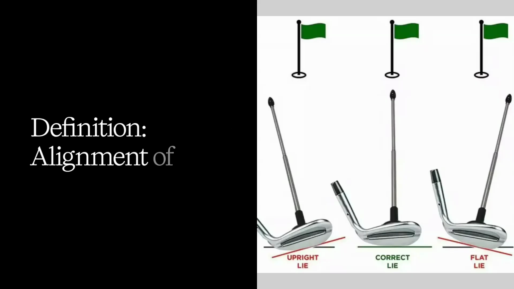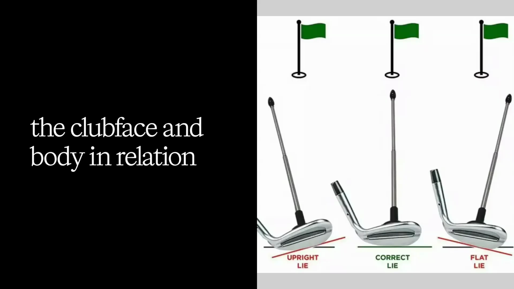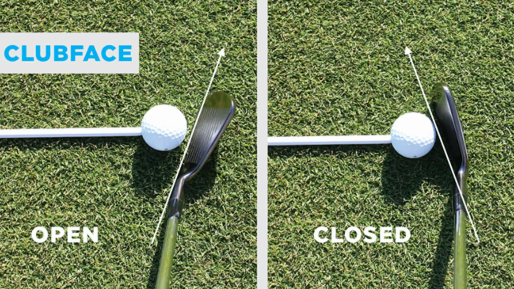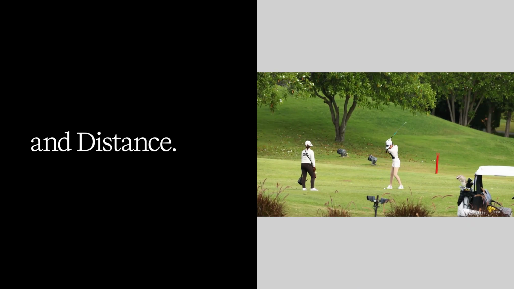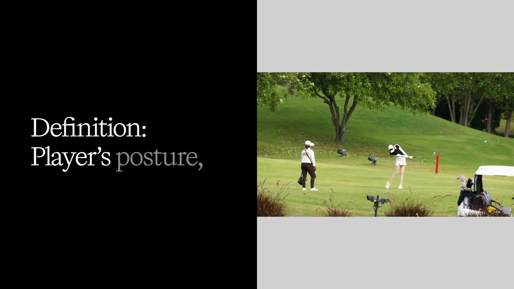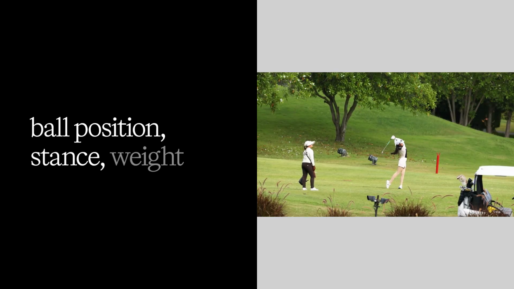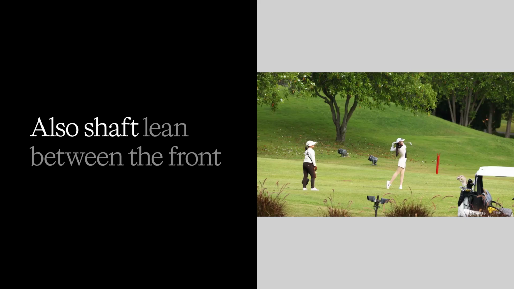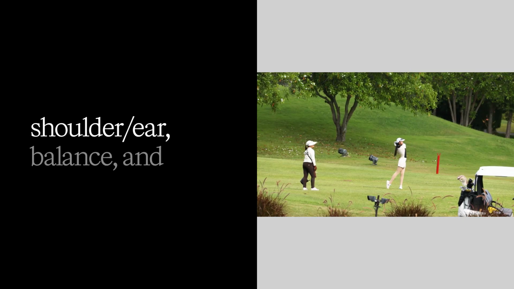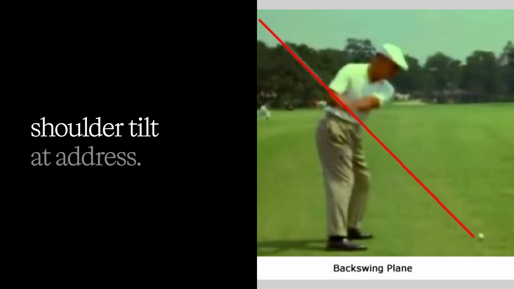Number 2. Aim. Primary influence, direction. Definition. Alignment of the club face and body in relation to the target. Visualize the shot target. Let your mind's eye get the full information needed before executing the shot. Number 3. Setup. Primary influence, direction and distance. Definition. Player's posture, ball position, stance, weight distribution, and muscular readiness. Also, shaft lean between the front shoulder, ear, balance, and shoulder tilt at address.